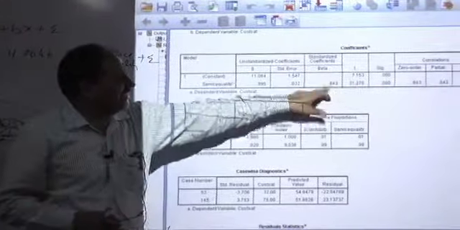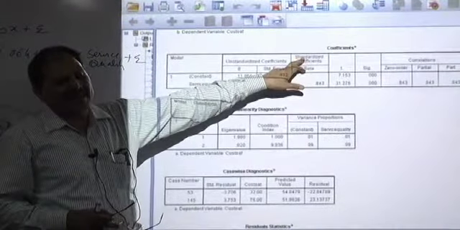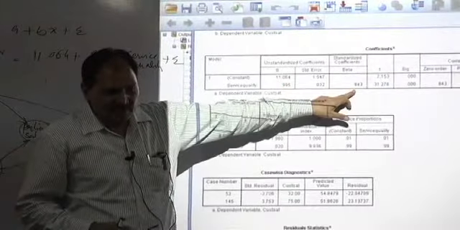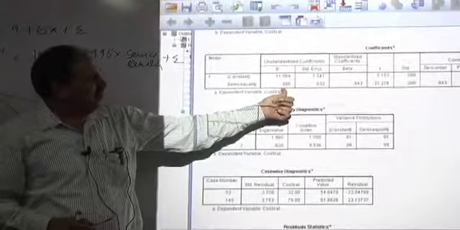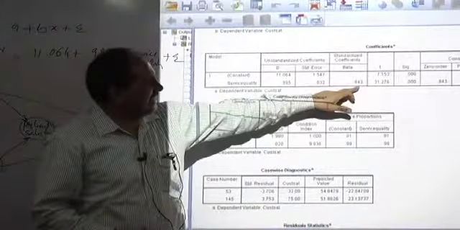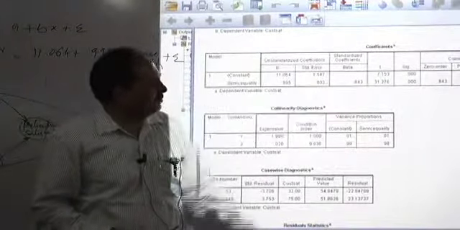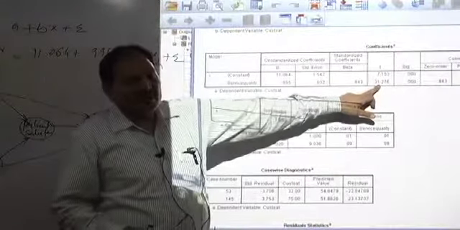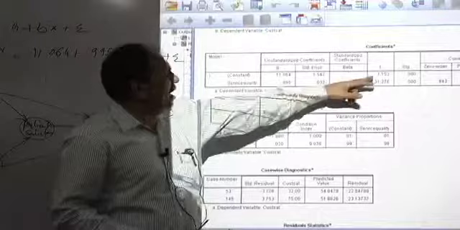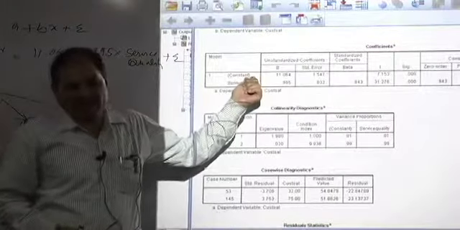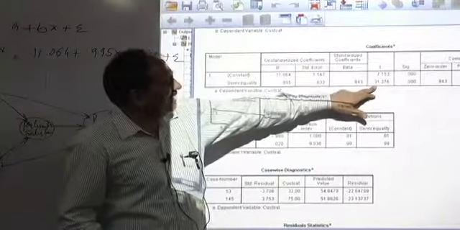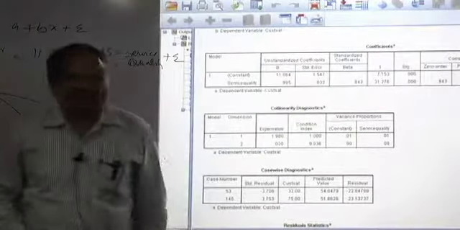Beta is the standardized regression coefficient. This value under B is standardized here under beta. The value is 0.843. Now this is tested using the t-test. Okay? Don't look at the upper t because the upper t is related to the constant. You don't need to test the constant. So the t value is 31.276.